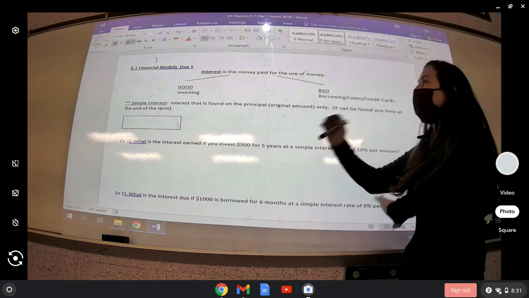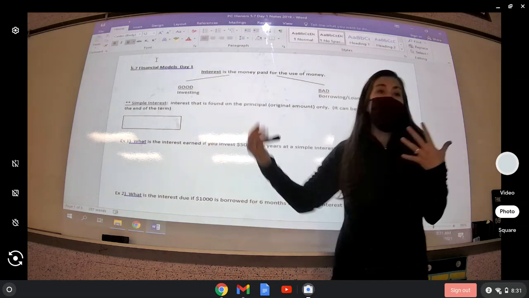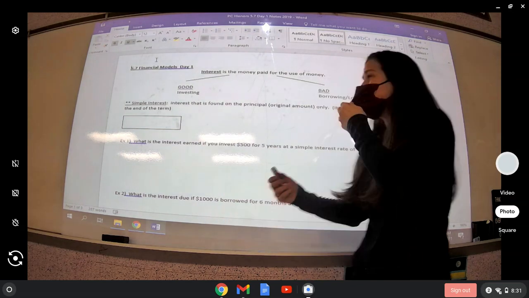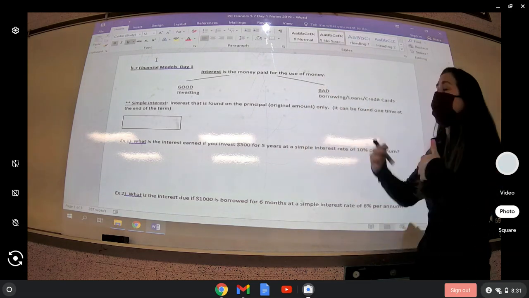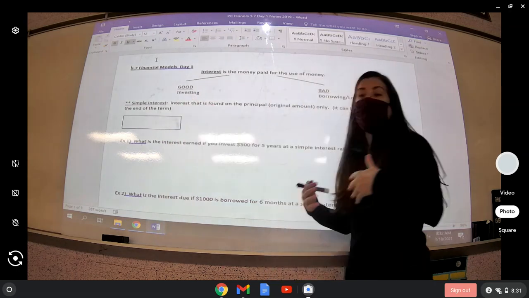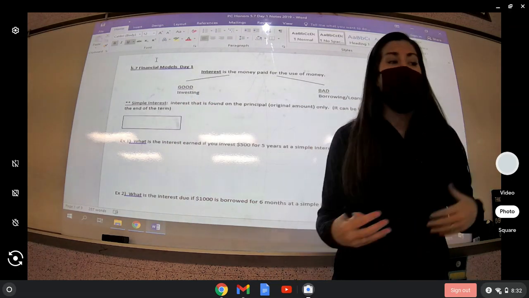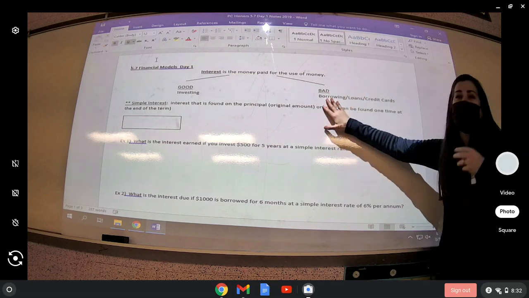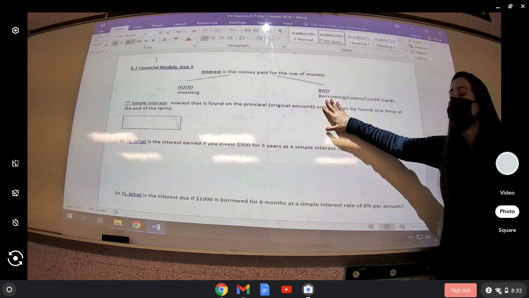The financial models are going to deal with interest, which is probably one of the most real world topics that we actually talk about in this class. Interest is the money paid for the use of money. So there's good interest when you are investing, whether you have money sitting in a bank account, or there is bad interest. Bad interest is probably what you'll deal with the most in your life.